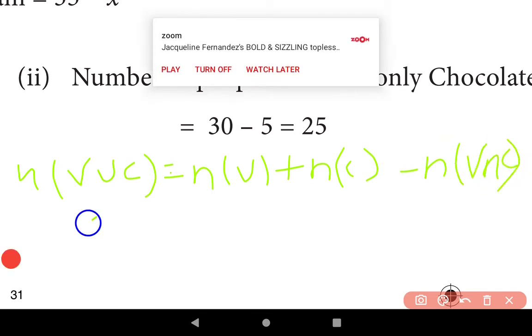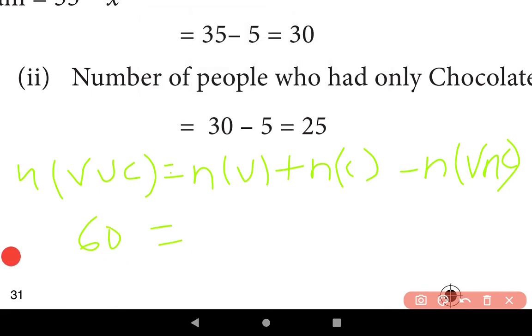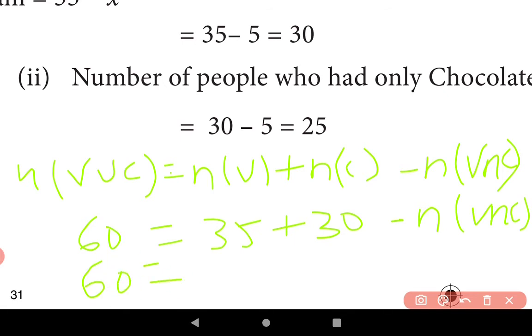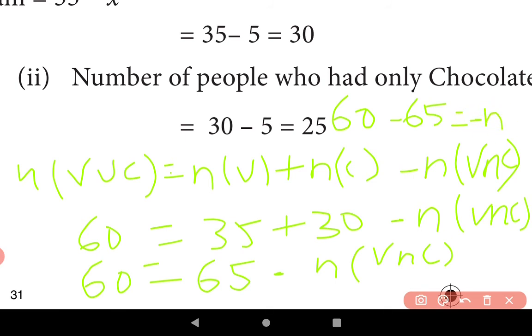Now number of V union C, 60, is equal to number of V, which is 35, plus number of C, which is 30, minus number of V intersection C. This is the number of people who had both ice creams. So 60 is equal to 65 minus number of V intersection C. In another step, we take this 65 to this side: 60 minus 65 is equal to minus number of V intersection C. I don't have space here, so I have to delete these steps. Just remember this step.